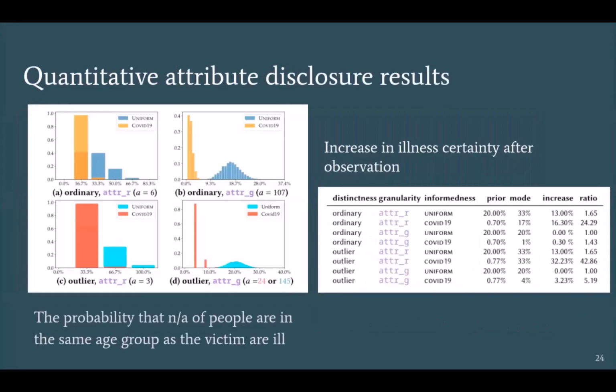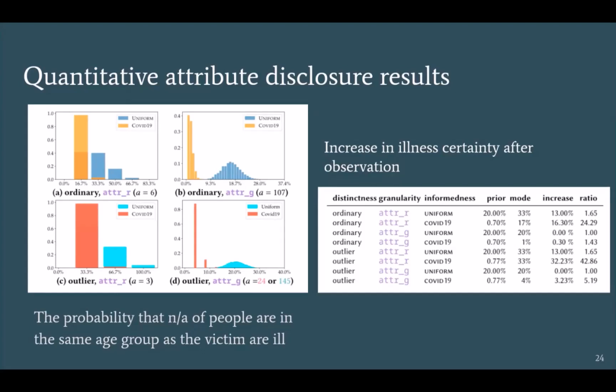And at last, we have results for the disclosed quantitative attribute disclosure. We look here at how certain the attacker is that the victim is ill, conditioned on a number of rows sharing the victim's age. So we operate here with two different types of records. One where the victim's age is 32, which we call ordinary, and one where it is 90, which we call outlier.